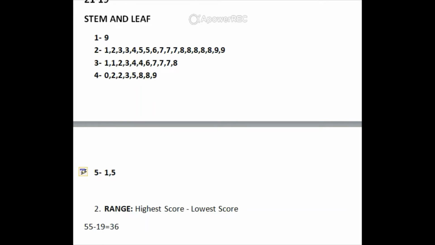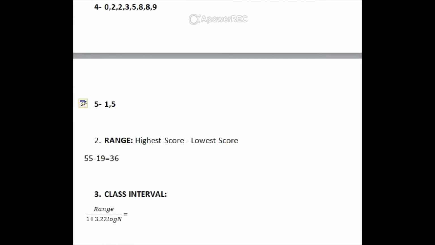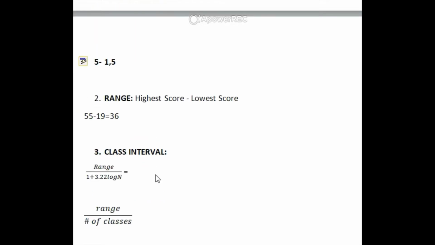Next is the class interval. We have two ways to determine the class interval. The first one is range over 1 plus 3.22 log n, and the second is the range over the number of classes. Dito muna tayo sa ating range. So, kanina nakuha na natin ang value ng range which is 36. Ang hahanapin na lang natin ay itong nasa denominator which is 1 plus 3.22 log of n. You can use your calculator to solve this one.